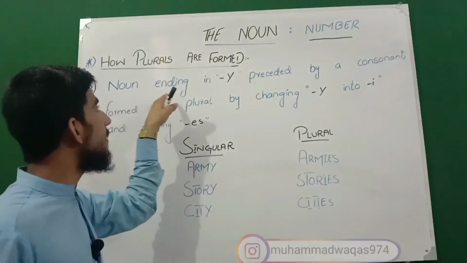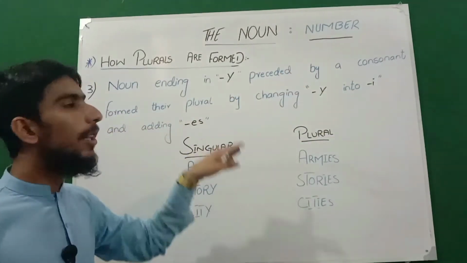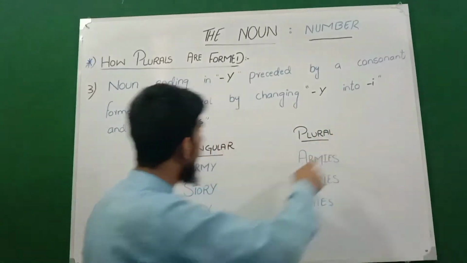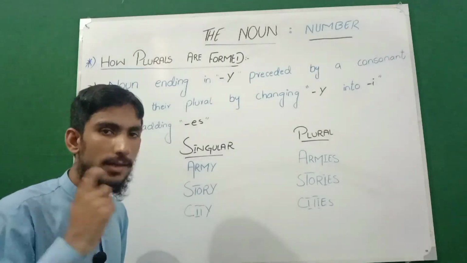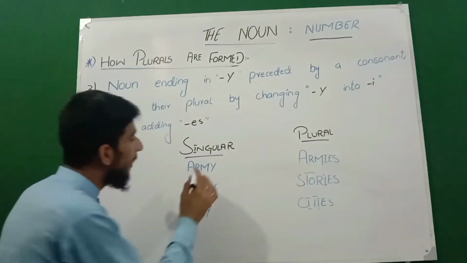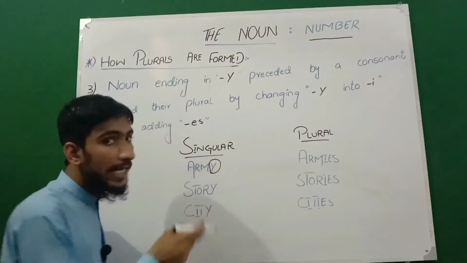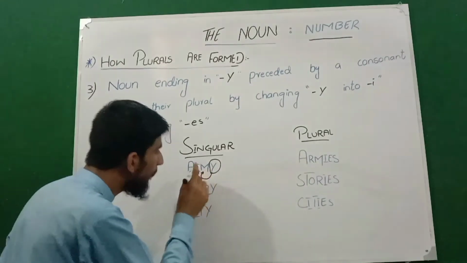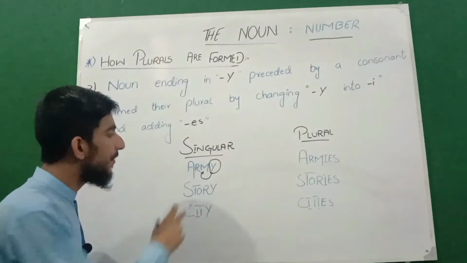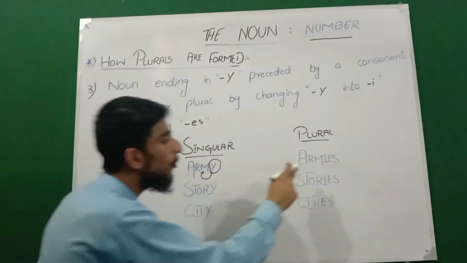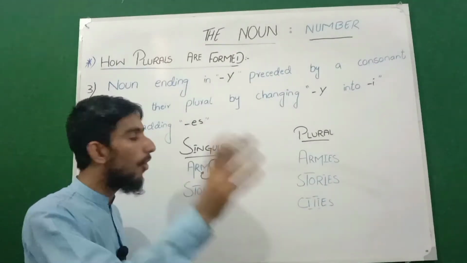Remember that nouns ending in y preceded by a consonant form their plural by changing y into i, and at the end we just add es. For example, look at this noun, army. The noun army ends with y, and before the y there is a consonant, m. So that y will change into i, and we just add es. As a result, armies is the plural of army.